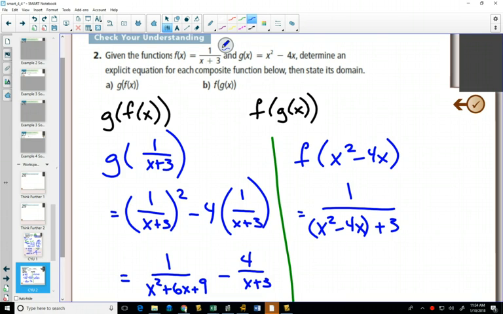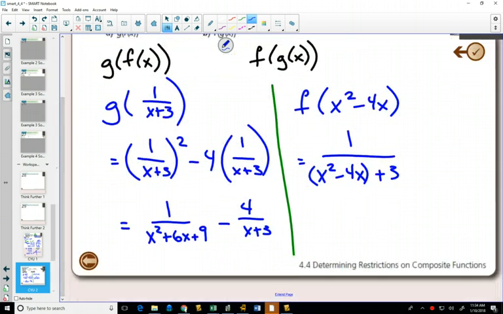Now, we're just looking at domain because these graphs are not pretty graphs. You'd have to use your graphing calculator to play around with them a little bit. But when looking at the domain of your explicit equation, have to ask yourself, is there anything that's not allowed? Well, here you might divide by 0, right? So what can't x be? X cannot be negative 3.